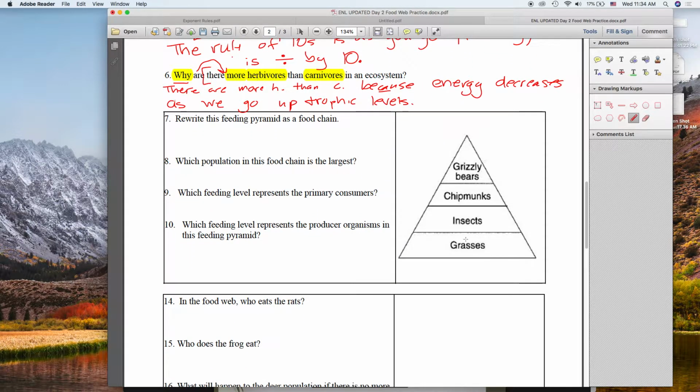Rewrite this feeding pyramid as a food chain. Okay, so we know a pyramid is our shape like that, and the food chain has the arrows. So the thing at the bottom is step number 1. We have 1, 2, 3, 4. So first we have grass. Grass is food for insects. An insect is food for chipmunks, which is like a squirrel. And chipmunks are food for bears.